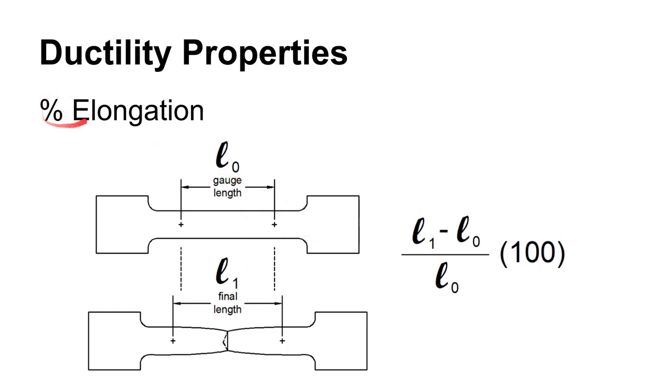So how do we quantify that as a percent? Well, first we take this, which is the change of length. So this is L1, that's our final length. Subtract from that our original length, so that is the change of length. This is how much longer the specimen was when we finished than when we started. And we divide that by, we compare that to the original length, and that will give us some number.